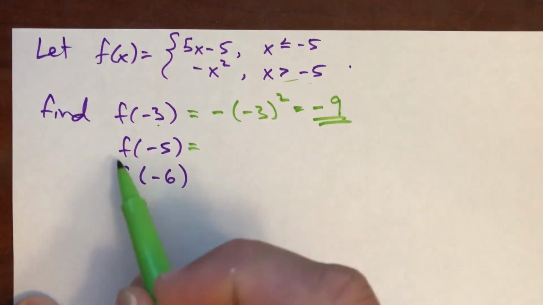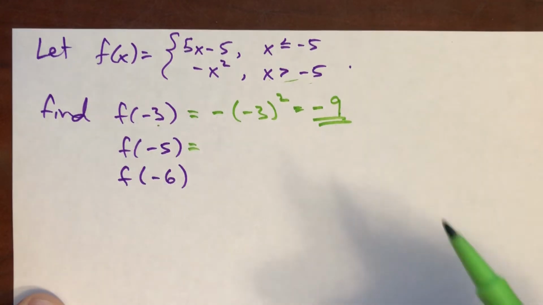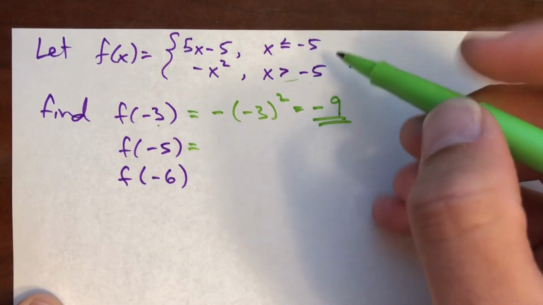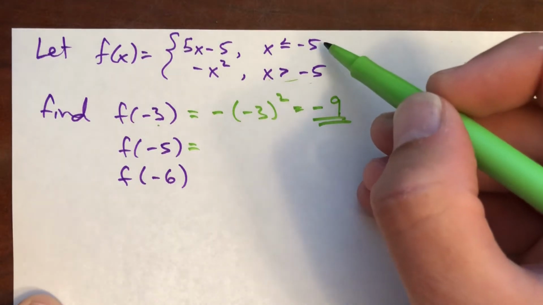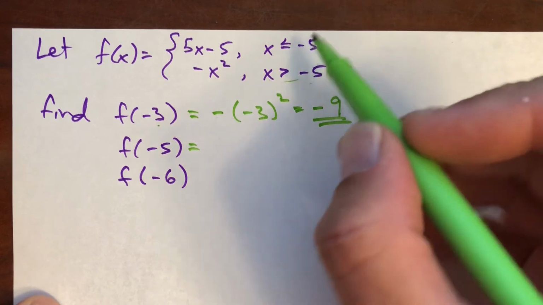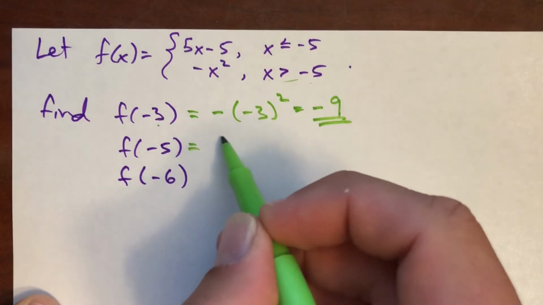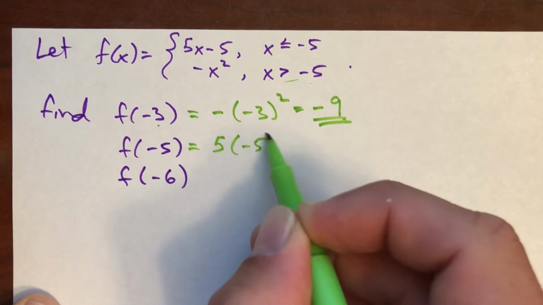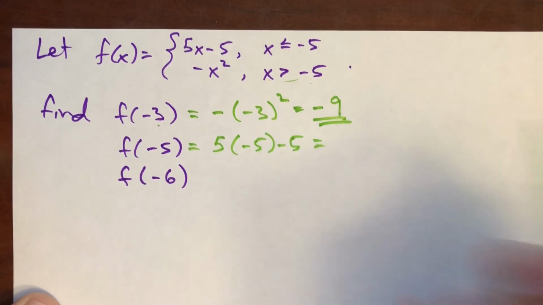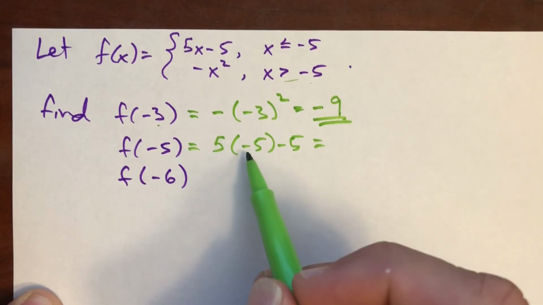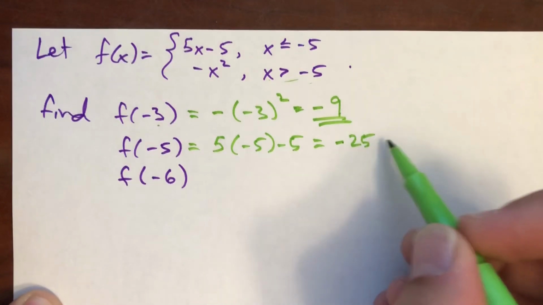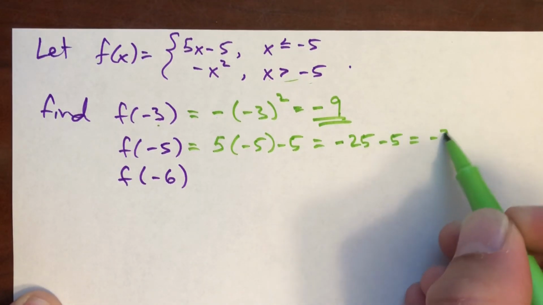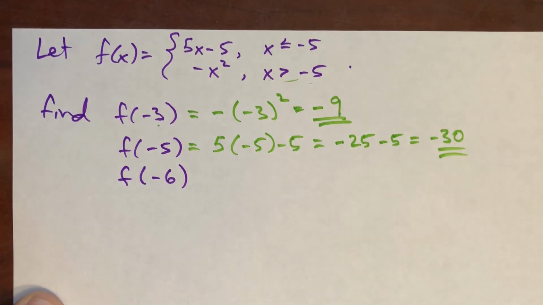All right, now we've got f of -5. So we're going to do the same thing. We just come to the domain and we say, well, is -5 less or equal to -5? And of course it is, so this is the rule we're going to use. So we're going to plop a -5 in here. So we got 5 times -5 minus 5. And we can simplify that as well. So we got 5 times -5, that's -25 minus 5. So this is -30. All right, wonderful.